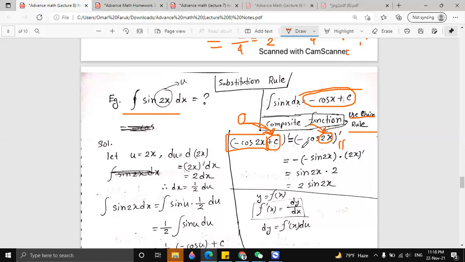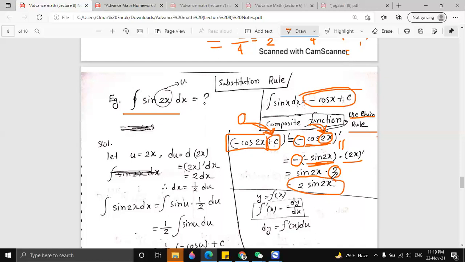So the outside function is cos. The derivative of cos 2x is, sorry, minus sine 2x, and this minus sign stays here, okay? The derivative of cos 2x is minus sine 2x. This is from the formula. And again, we have to differentiate the inside function, that is 2x. The derivative of 2x will be 2. So all together, this is 2 sine 2x, okay?